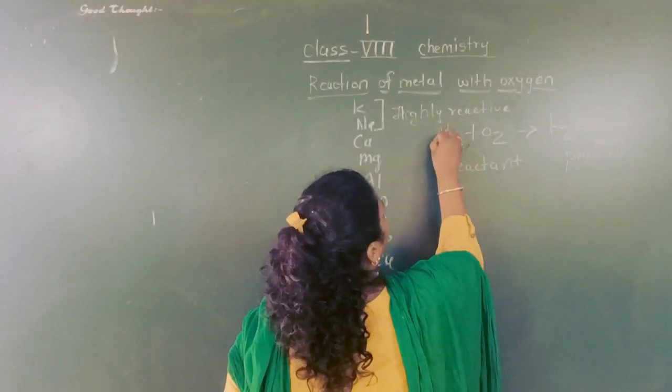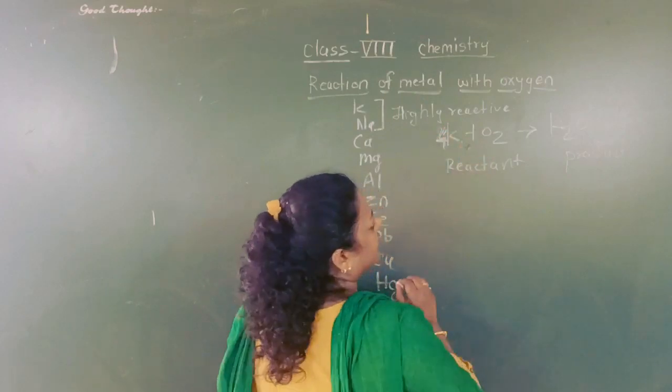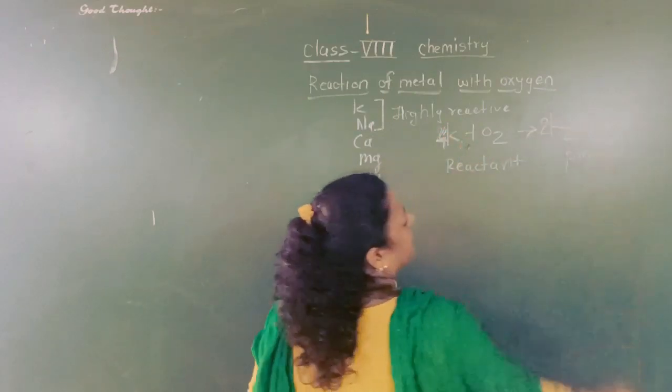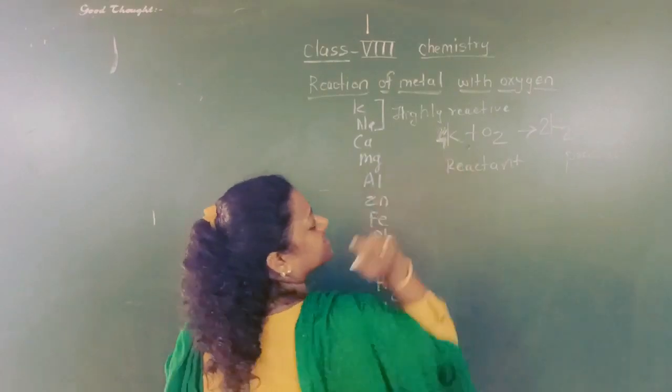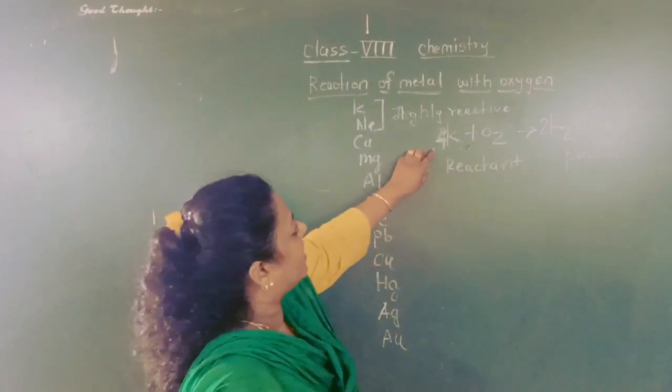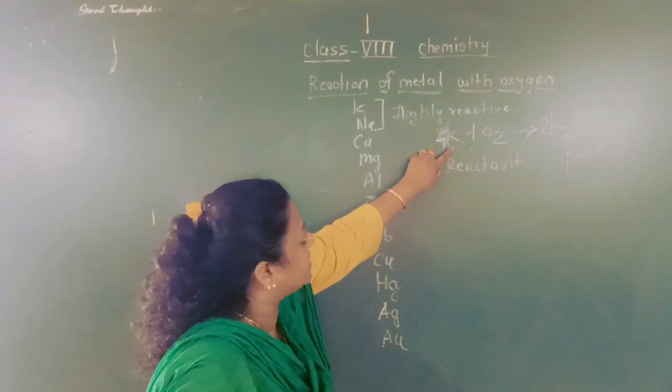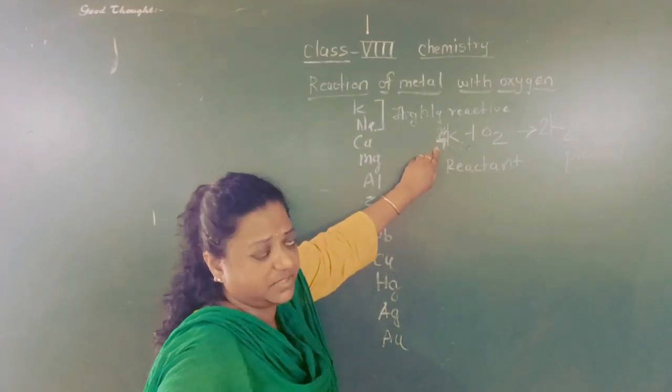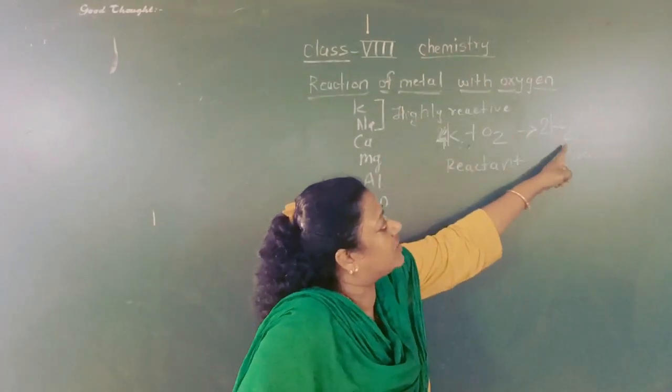Yes, 4K also I can write. 4K, then I can write here K2 or 2K2. Now it is the balanced chemical reaction. Why have I written 4K? Because at the reactant side there are 4 potassium, and at the product side also there are 4.